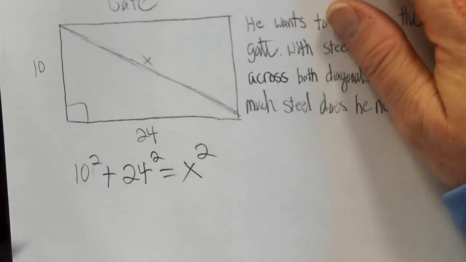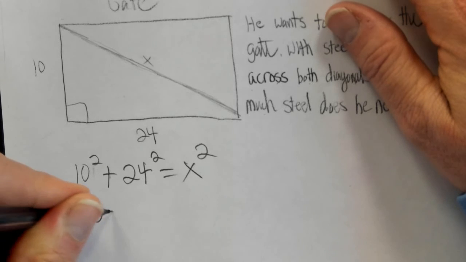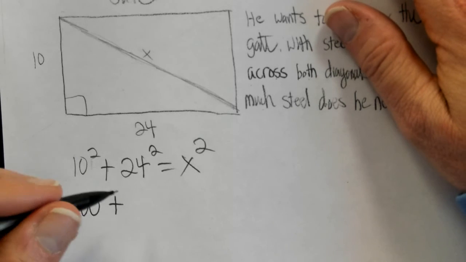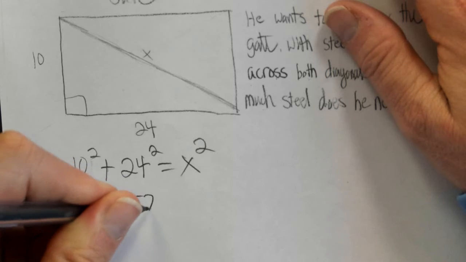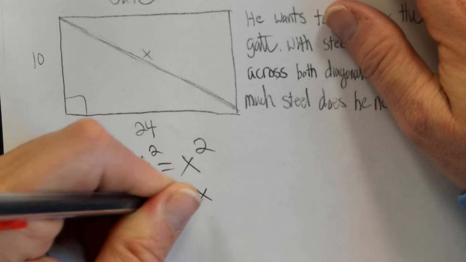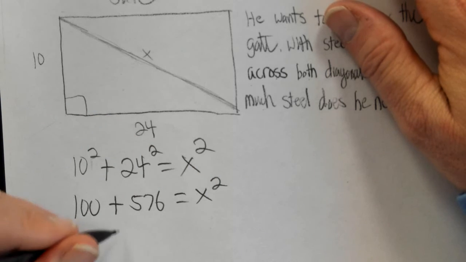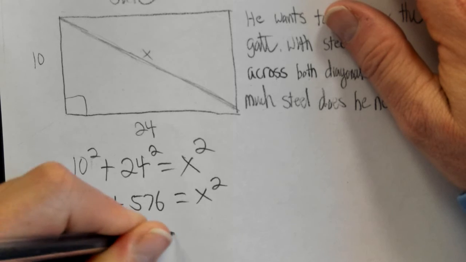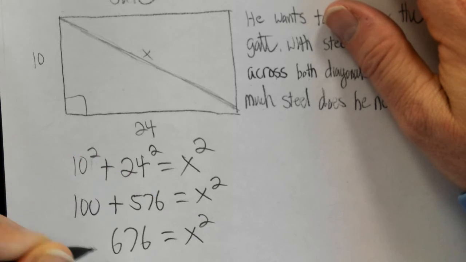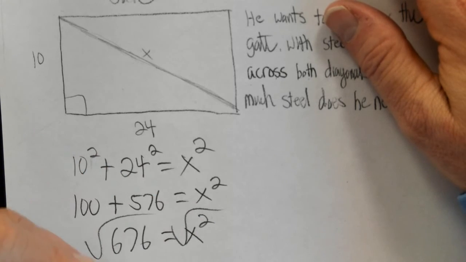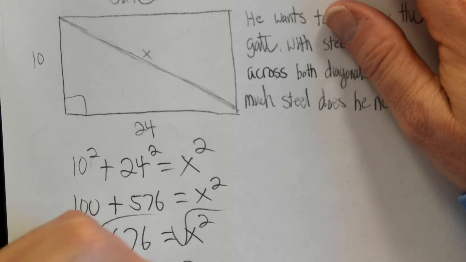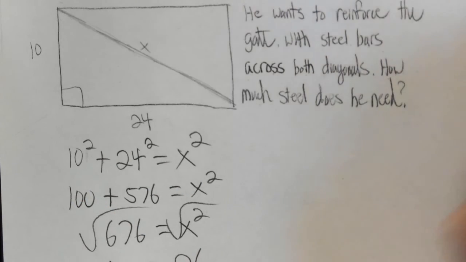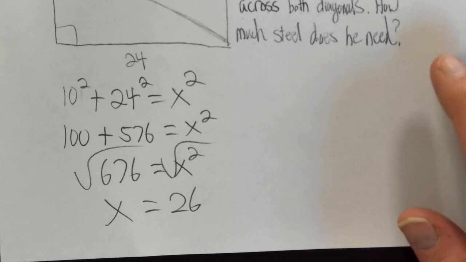All right, so that'll be 100 plus 24 squared, 576, equals x squared. When I add those two, that's 676 equals x squared. Ready for the square root of both sides. x equals 26. Now remember, that is not my answer, right?